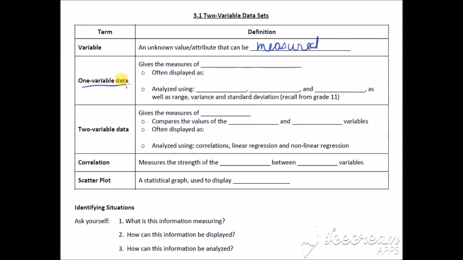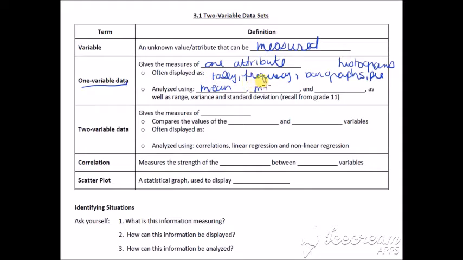Okay, and we're going to talk about one variable data. This gives the measures of one attribute. So one of those variables. Okay, one attribute. These are often displayed as maybe tally and frequency, okay, or bar graphs, pie graphs, okay, or histograms. Okay, they're analyzed using mean, median, mode. They're just one set of data, okay, as well as range, variance, and standard deviation, if you recall that from grade 11.